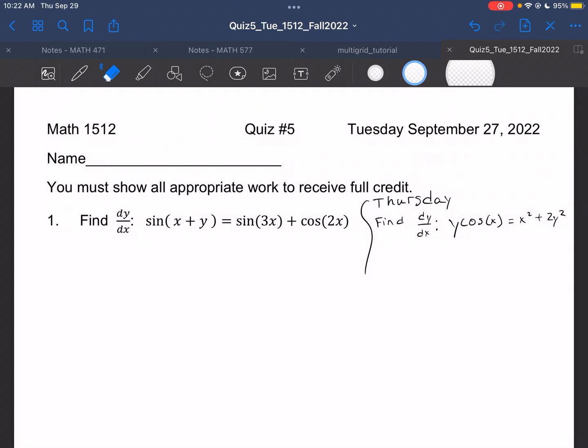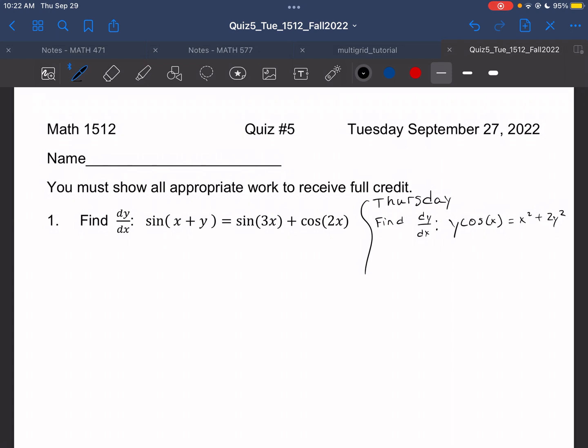Hi everyone, I wanted to make a video going over the quiz 5 for Calc 1 at University of New Mexico. So the first problem for both quizzes asks you to find dy/dx of some function. The left and right hand side both depend on x and may both depend on y. So we have to use implicit differentiation.